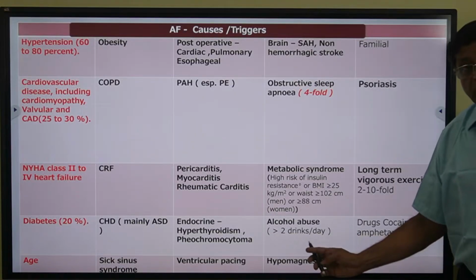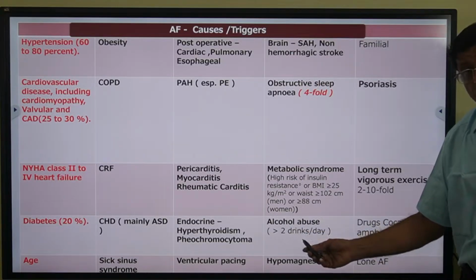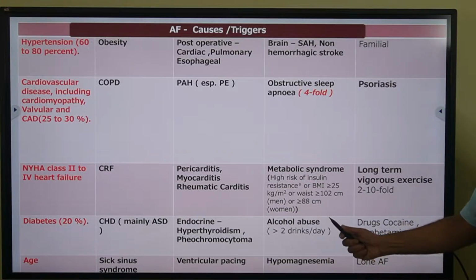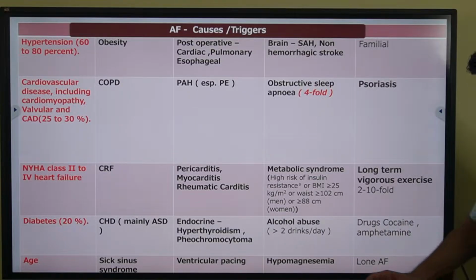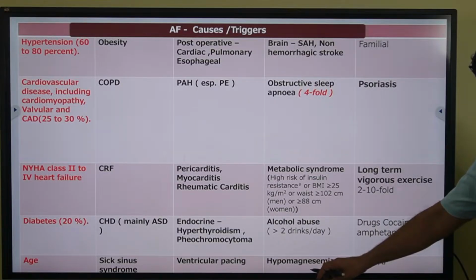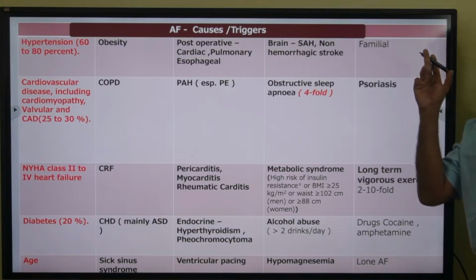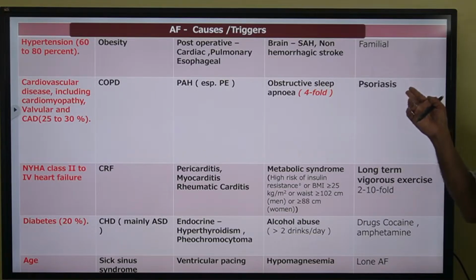Normally we used to consider that taking alcohol, 1 or 2 pegs daily, is good for the heart, but it is not good for the atria. So even 1 or 2 pegs daily for a long time, or an alcoholic binge, may result in atrial fibrillation. Electrolyte disturbances, especially hypomagnesemia. Some people will have familial AF, including those with channelopathies. Psoriasis is an important risk factor for atrial fibrillation.